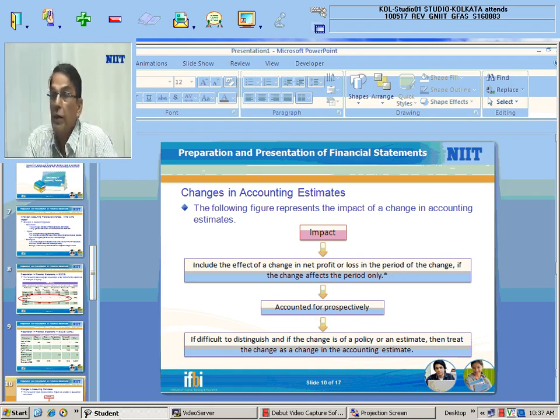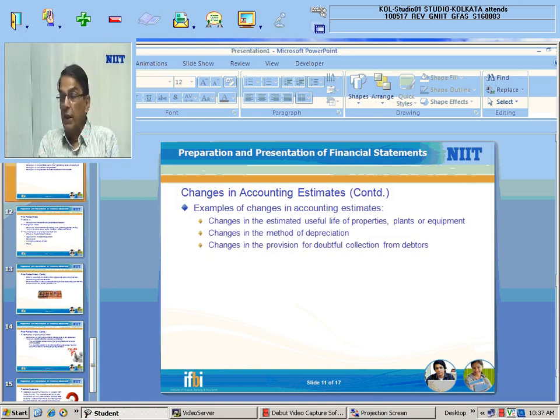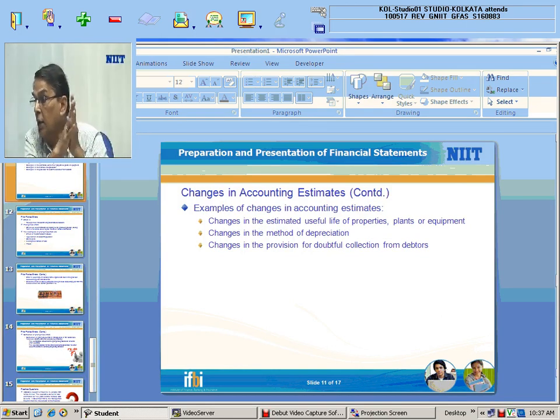Now let's look at some examples of change in accounting estimate. We have talked about changes in accounting policies. Now let's look at what are the changes in accounting estimate. Some examples. Again, these are only examples. So the list is really not exhaustive, only illustrative.